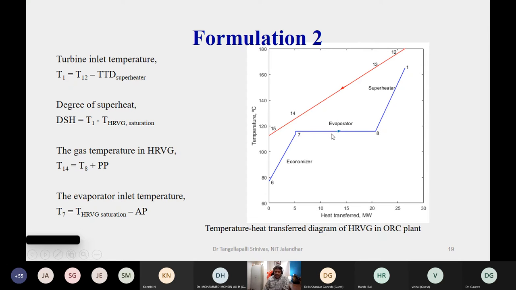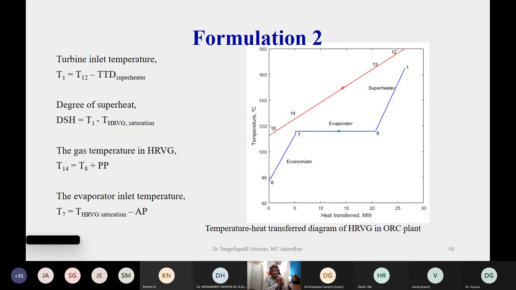But T7 is not equal to T8. Here it almost looks like T7 is equal to T8, but there is a small gap between T7 and T8. That gap is called the approach point. You may see a small vertical line. T7 is maintained below the saturation temperature. That difference is called the approach point, that is, the saturation temperature minus the fluid inlet temperature.